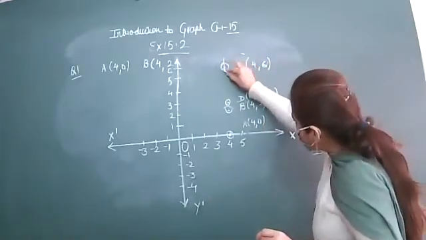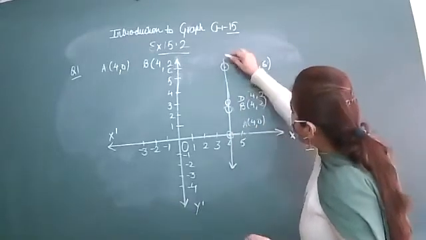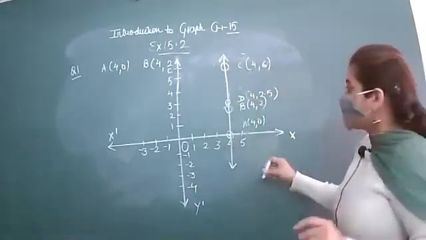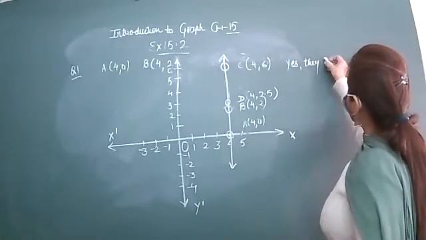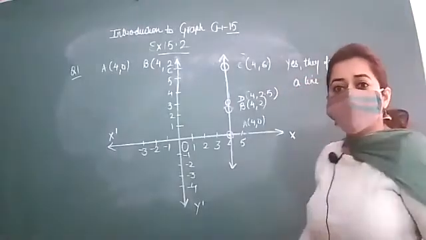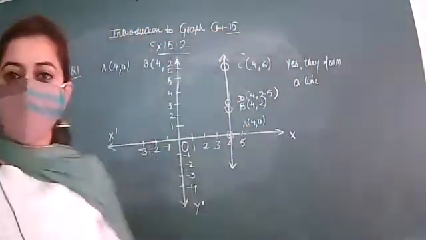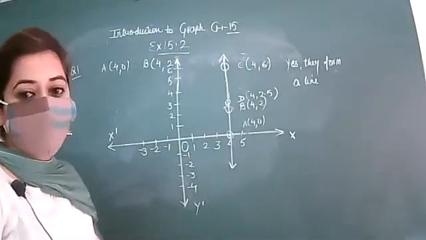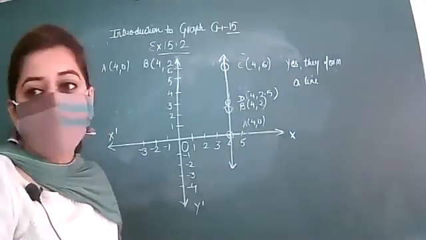Now join this. Draw a line which passes through these 4 points. So this is your line, and you can see that it is passing through all the 4 points. So your answer is yes, they form a line. Line means they are forming a line graph, a linear graph. The statement of the question can be changed. The question can be of this form: whether they form a linear graph, whether they are forming a line graph. So the answer is yes, they form a line.